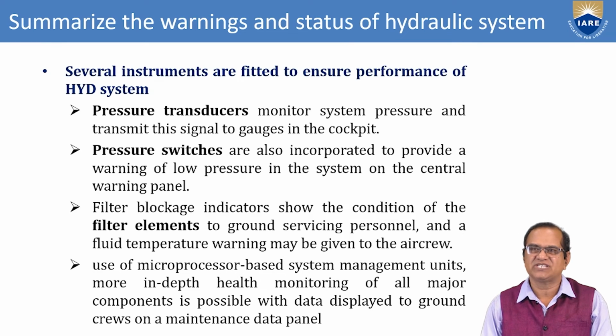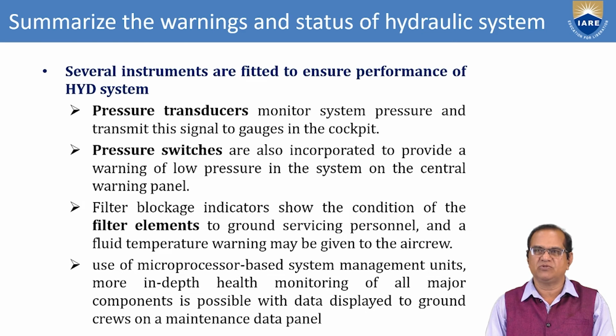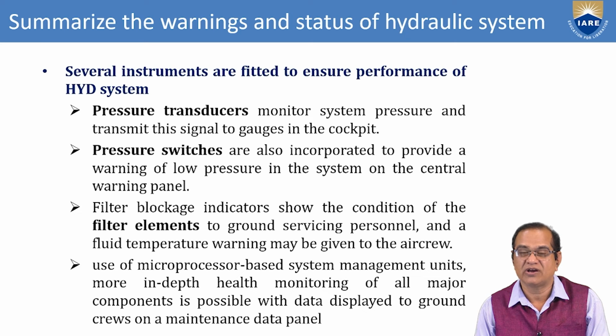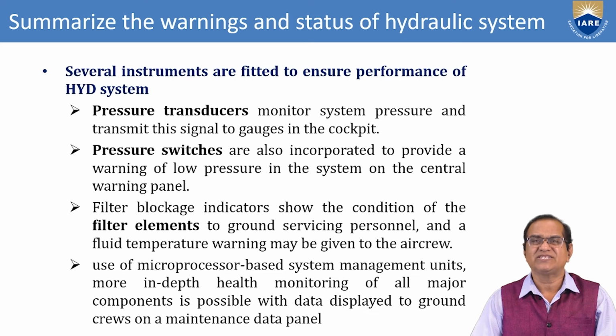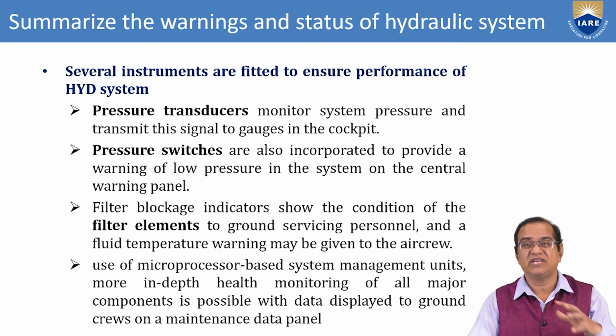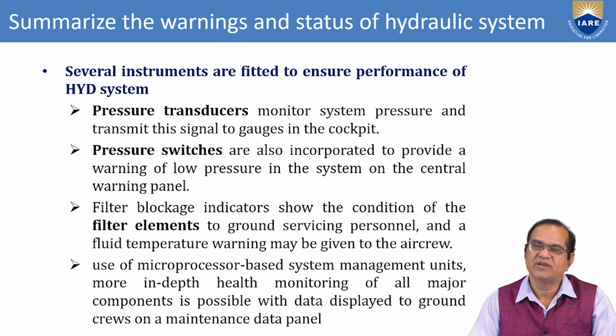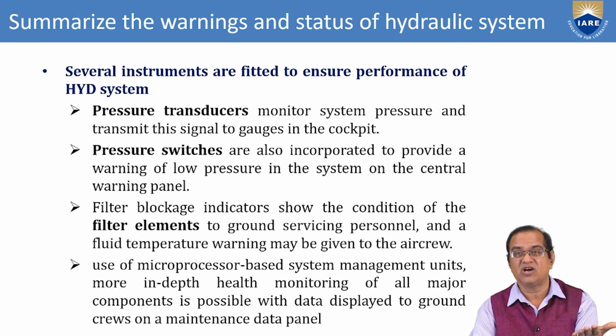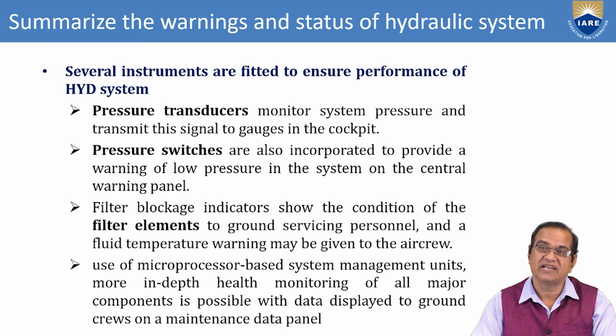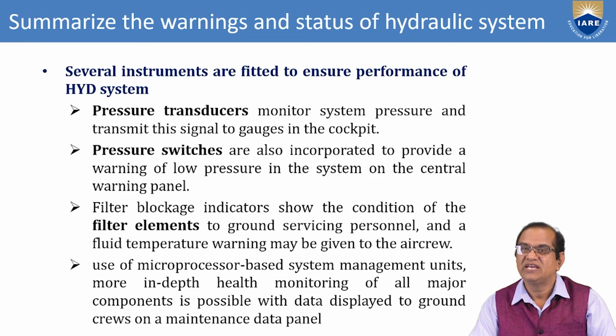Microprocessor based system management units are used. More in-depth health monitoring of all major components is possible, with data displayed to ground crew on a maintenance data panel. So for warning systems, we have the pressure transducer. If it is high pressure or low pressure, it will be indicated on the warning panel or the cockpit of the aircraft. Pressure switches are there. These pressure switches will make sure that it is cut off. Hydraulic fuses are there. If the pressure is more than that, it will stop.